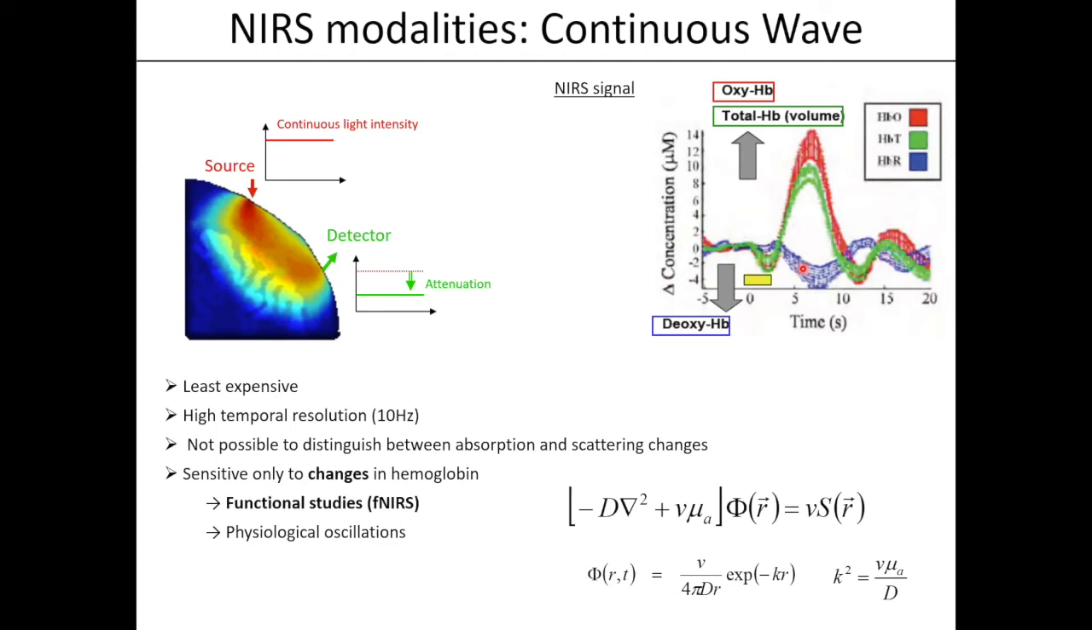For this, it is enough to measure intensity. The problem with intensity is it could be a result of changes in absorption or scattering, so you cannot distinguish them. But sometimes this change in scattering is not significant. So you can make the assumption that scattering is constant and assume that all the change is absorption, and that's good enough for many applications.